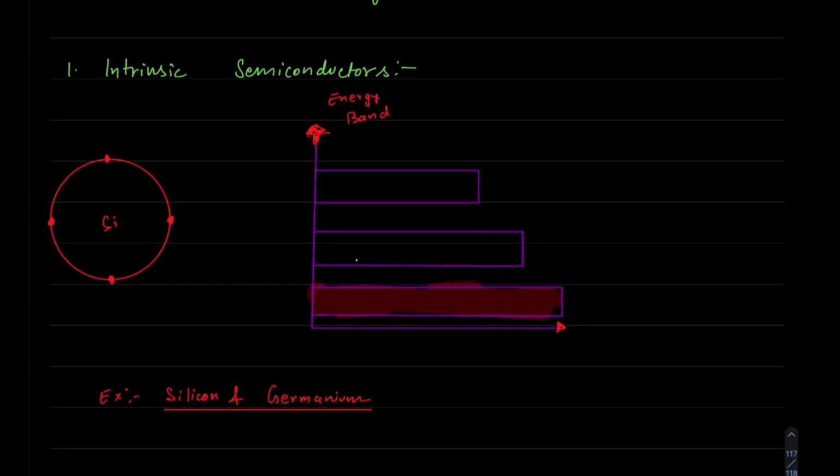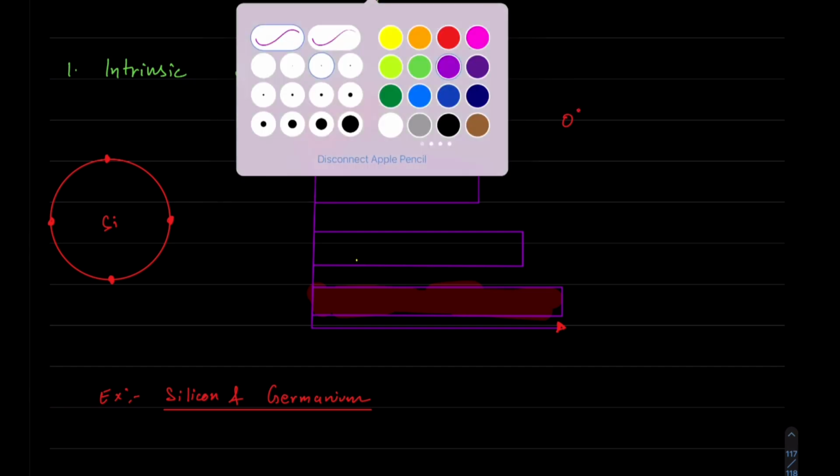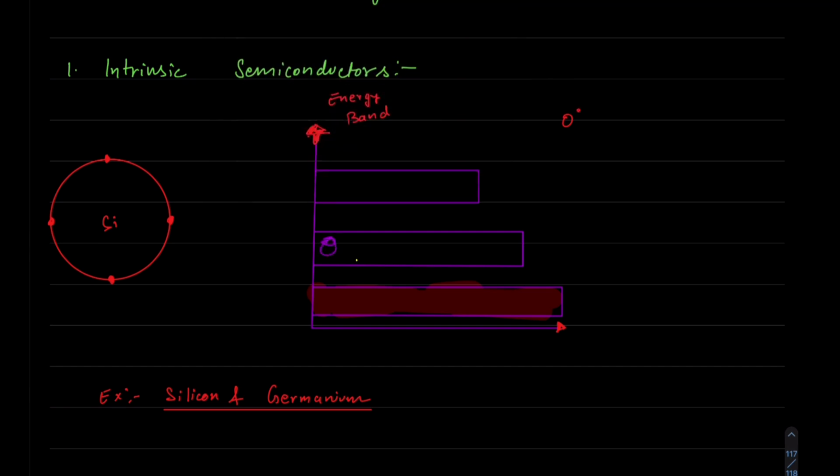So I've drawn the energy diagram of intrinsic semiconductors at absolute zero. So this chart is for absolute zero Kelvin, absolute 0 degree Kelvin. So what are these boxes I've drawn first of all? So this is our low energy band.